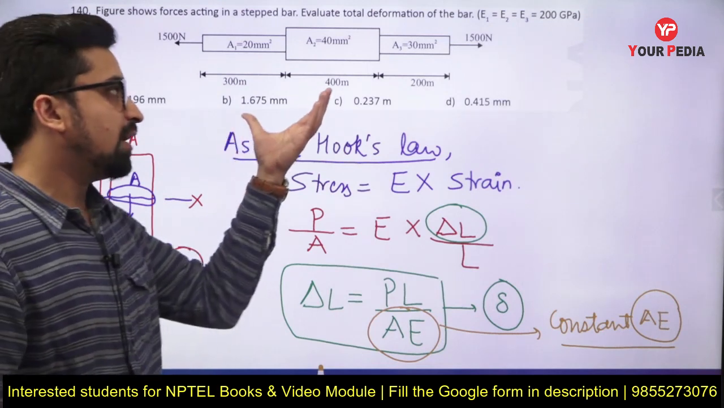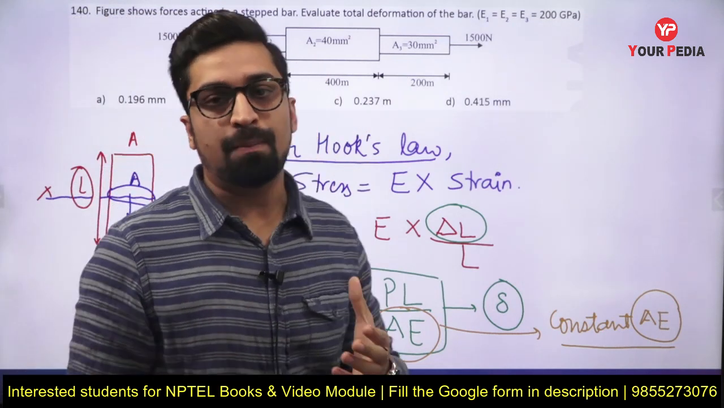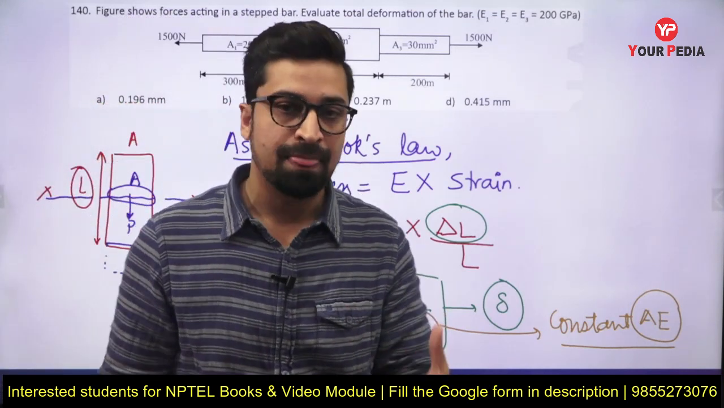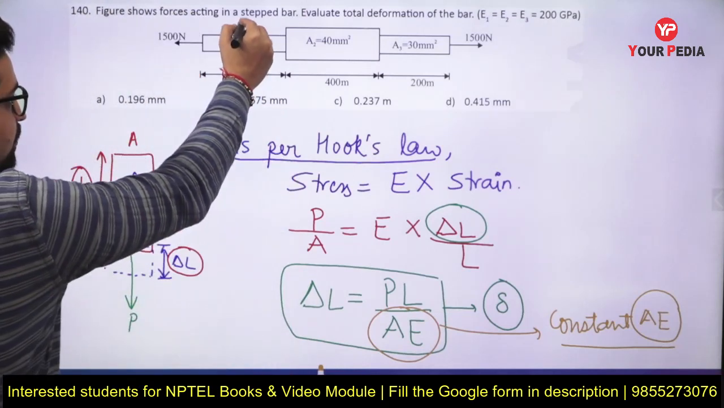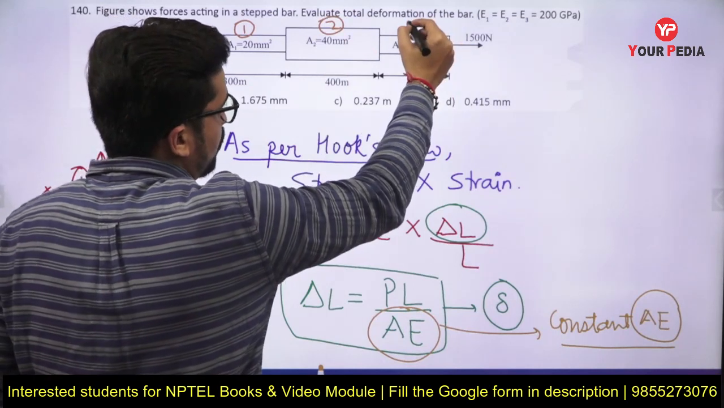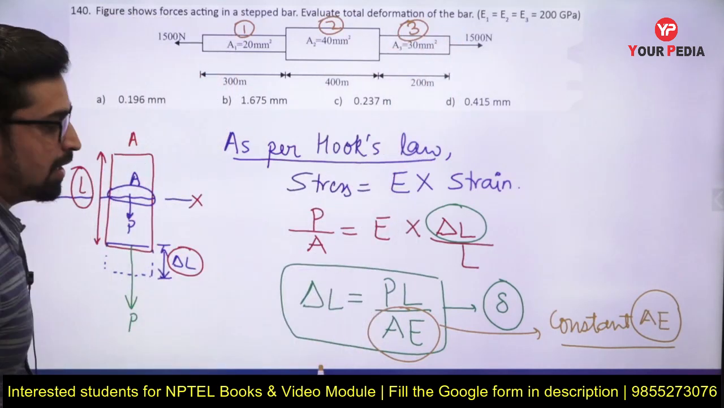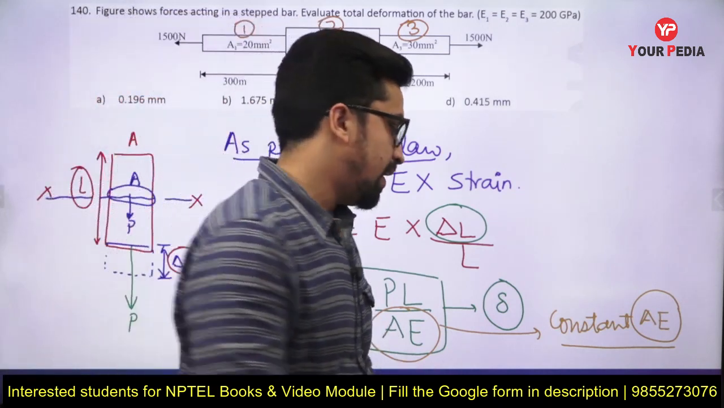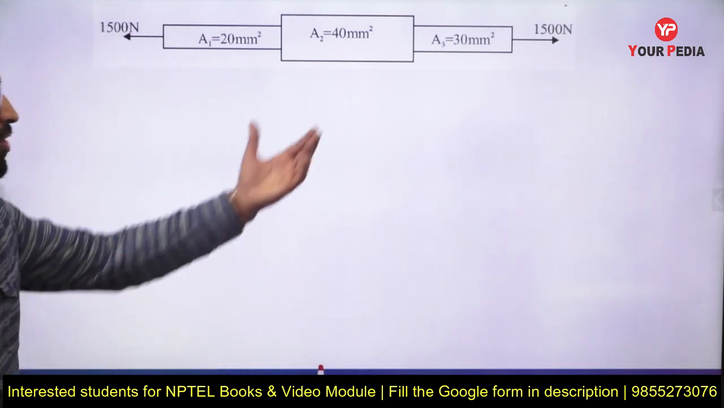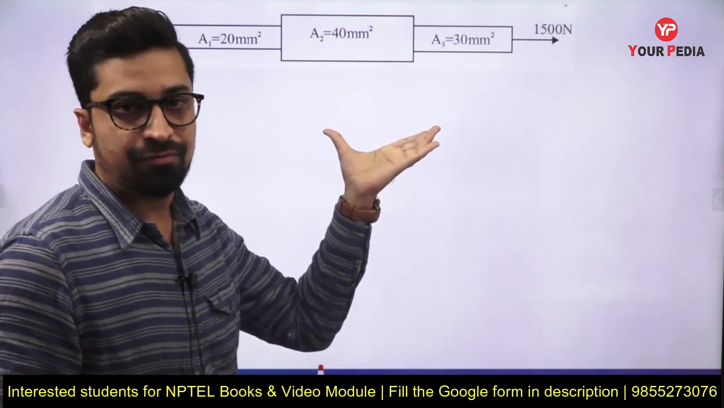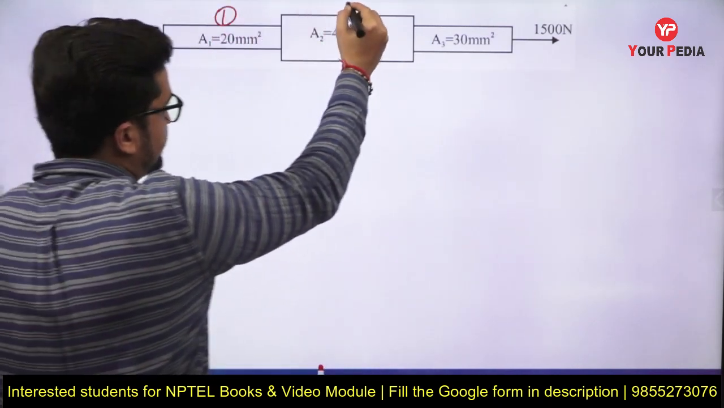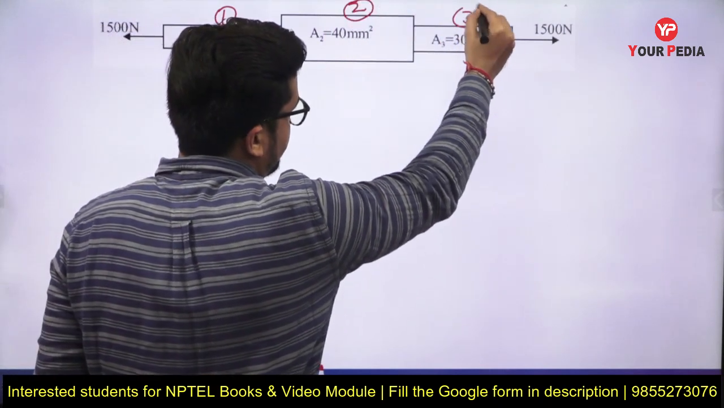So as you can see in our question, there are three different areas, so we need to find the three different deformations for the areas A1, A2 and A3. So let us mark these areas as this. Let us suppose this bar is 1, and the middle bar we assume it as 2, and the third bar we assume it as 3. So let us start this question now, right? So here in this question you can see three bars of different areas A1, A2, A3. So first bar is 1, second is 2, and third we have named it as 3.